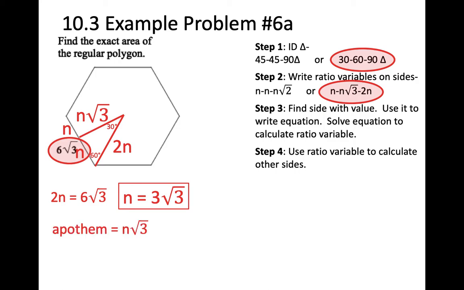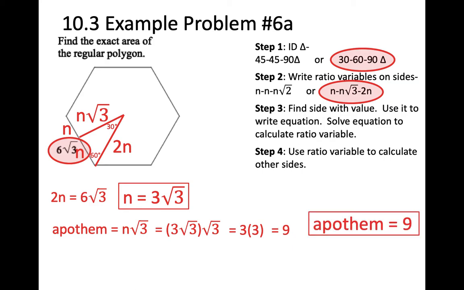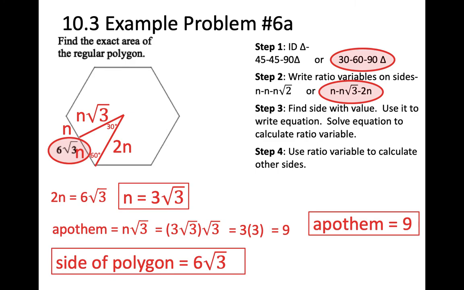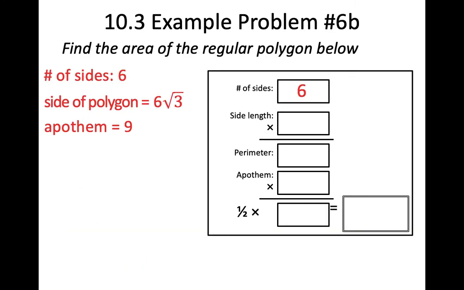So the apothem is n root 3, which is going to be equal to 3 root 3, which is my n, times root 3. Root 3 times root 3 is 3. 3 times 3 is 9. So now I have the apothem is 9 and the side is 6 root 3. So I can multiply and do this out. I've got 6 sides. Each side is 6 root 3, so the perimeter is 36 root 3. My apothem is 9. Multiply that together, I've got 324 root 3. Cut that in half, and that's 162 root 3.